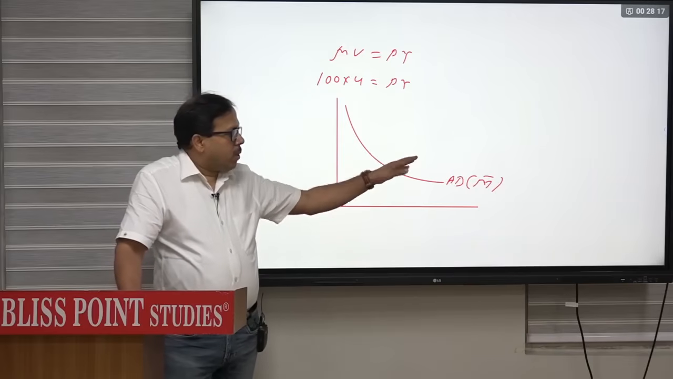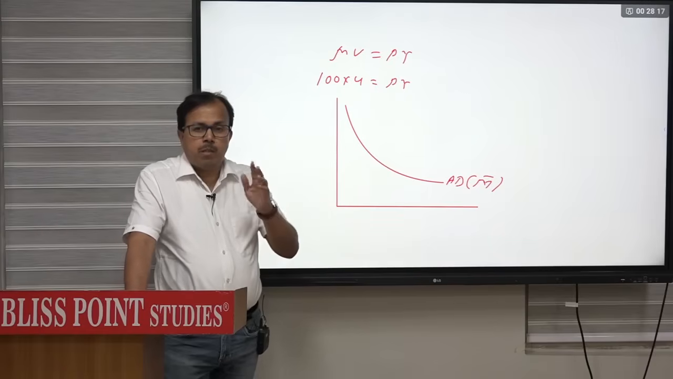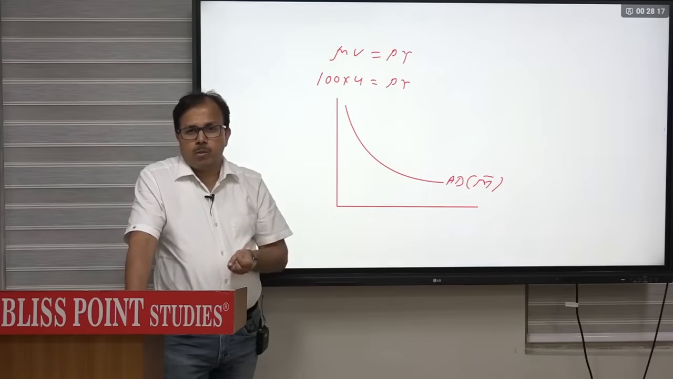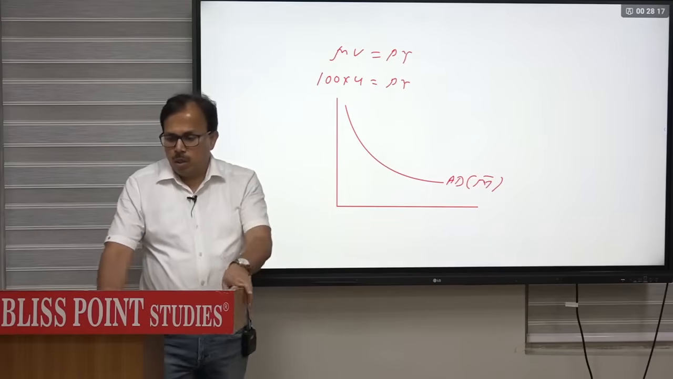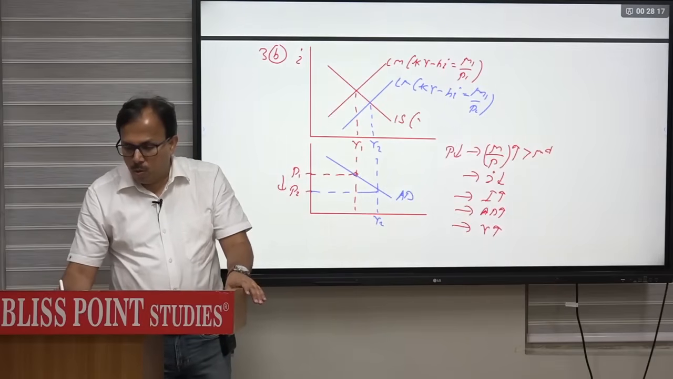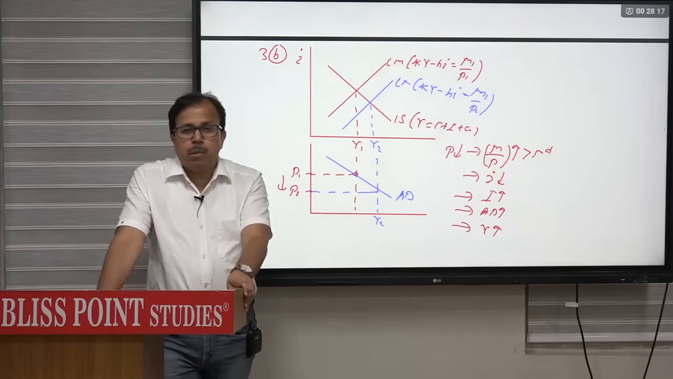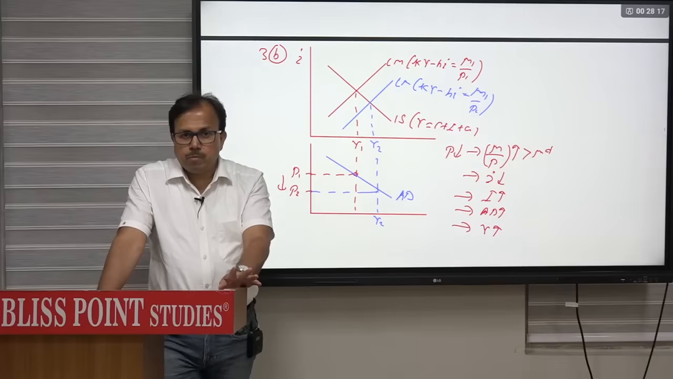Classical AD can shift because of only quantity of money. Keynesian AD can shift because of money also, because of fiscal change also, because of government expenditure also. AD can change because of government expenditure because Y is equal to C plus I plus G. But in the classical case, AD does not change when government expenditure increases.